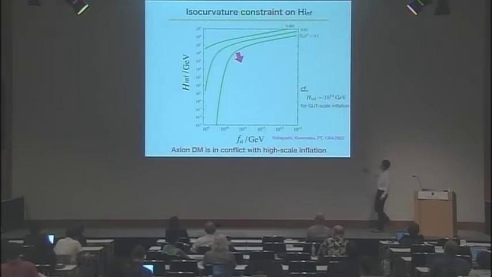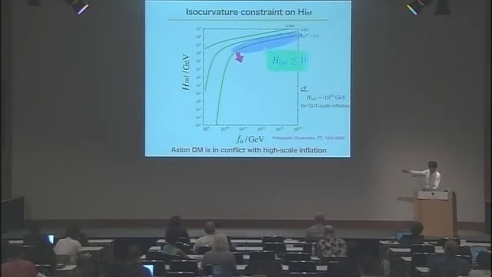Okay? And for FA around 10 to the 11th or 10 to the 13th GeV, the Hubble parameter should be less than about 10 to the 7th, 10 to the 8th GeV, which is a very strict constraint. And in particular, it is not consistent with high-scale inflation models, and only some class of low-scale inflation, like the new inflation model, is consistent with this upper bound.